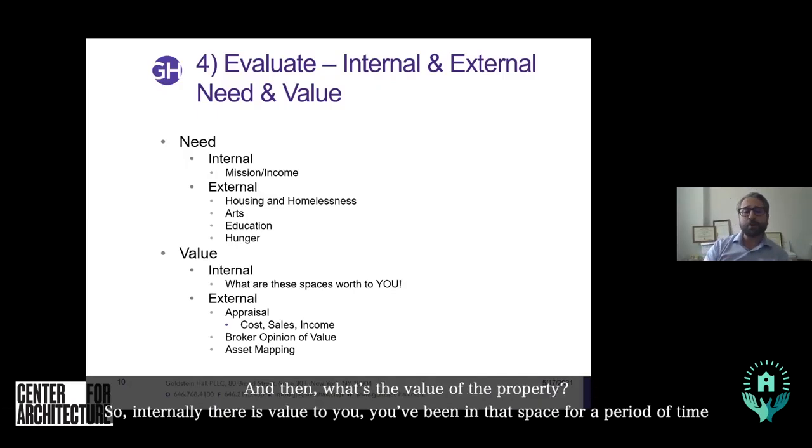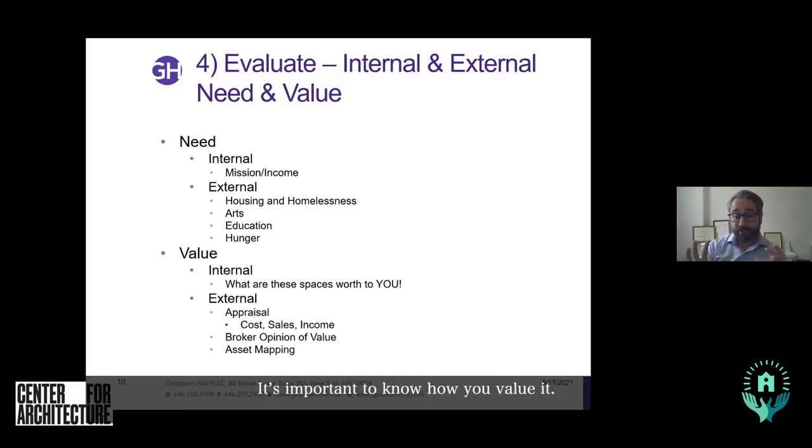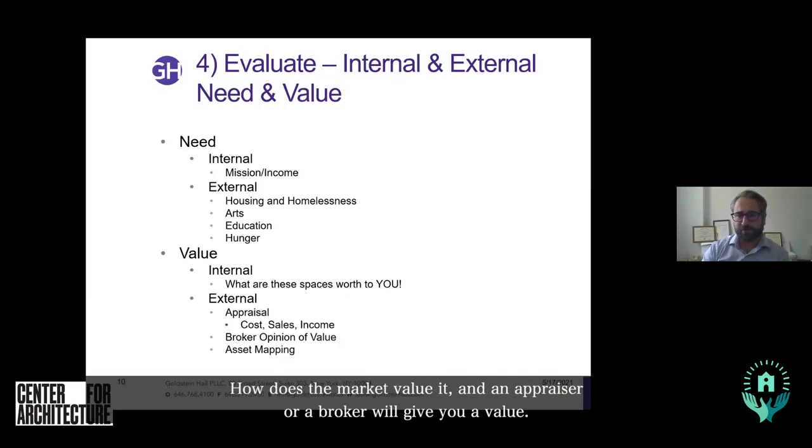And then what's the value of your property? So internal, it has a value to you. You've been in that space for a period of time, and it provides space perhaps that you could not purchase at any dollar amount in the configuration, the size of it, the location. So it's important to know how you value it. And then there's the external valuation, right? How does the market value it? And an appraiser or a broker will give you a market opinion of value.